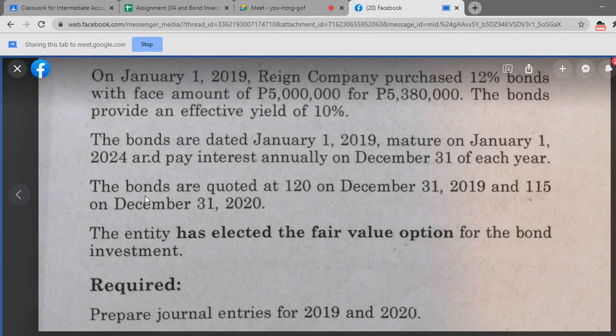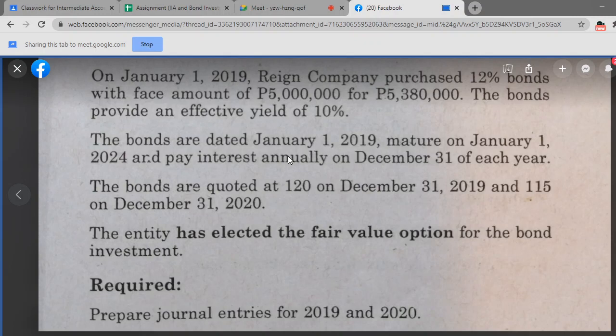Meaning, our focus is year 2020. What do we compare it with? Just like the concept of trading securities, you compare it with last year's fair value, the latest fair value, meaning the last reporting date. So, if the question here is the fair value on December 31, 2020, gain from change, the change there is from 120 going to 115. Right?